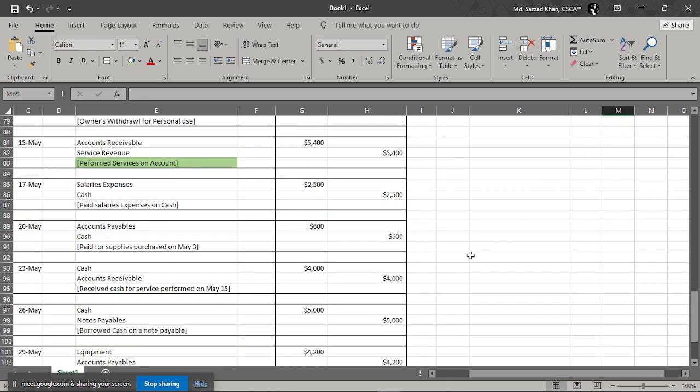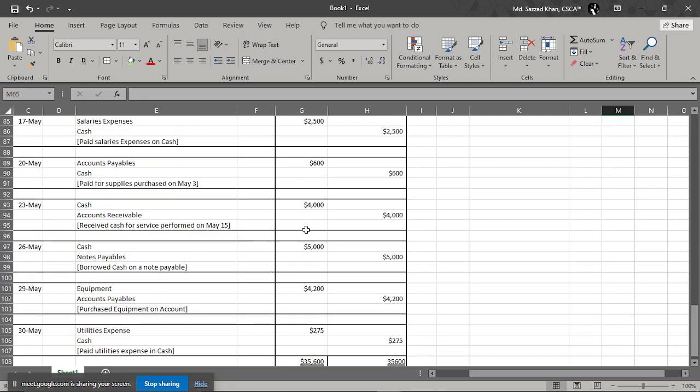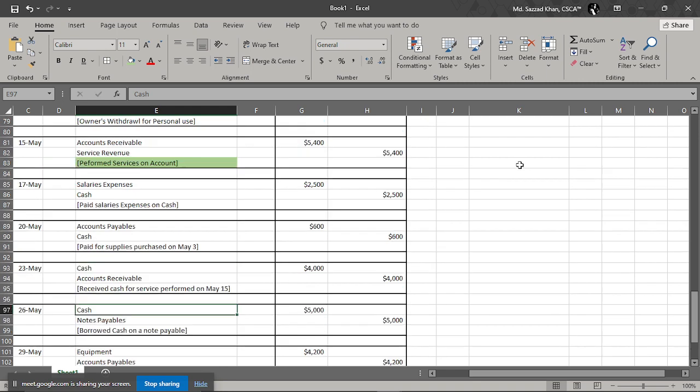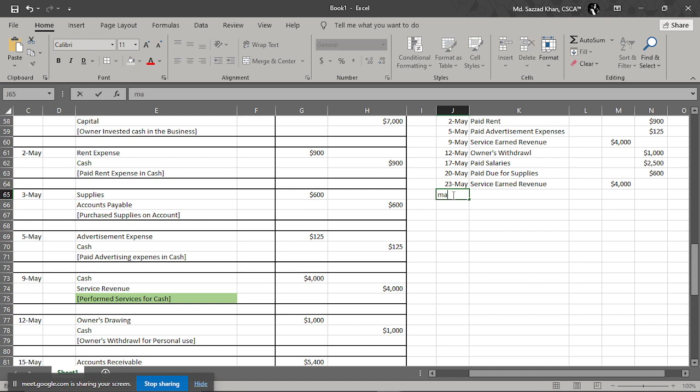Right? Okay. Then we go for 26. Do we see another cash? Yes, we do see. So right, board cash as a notes payable.